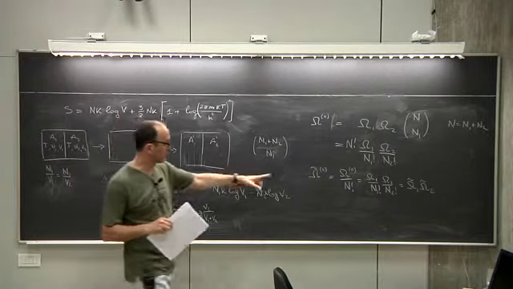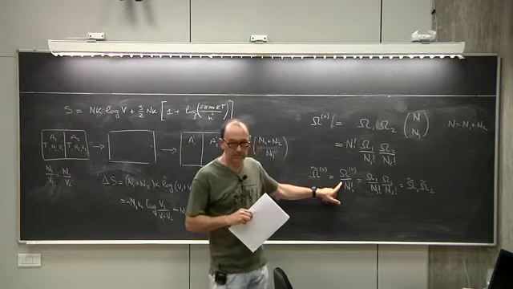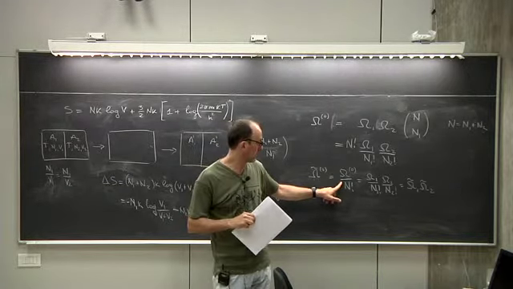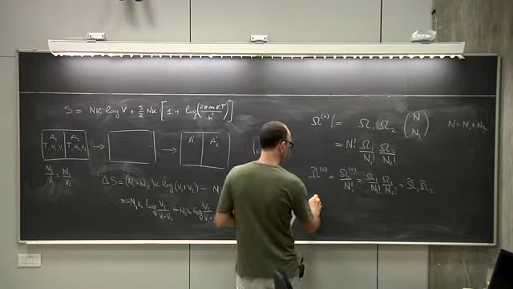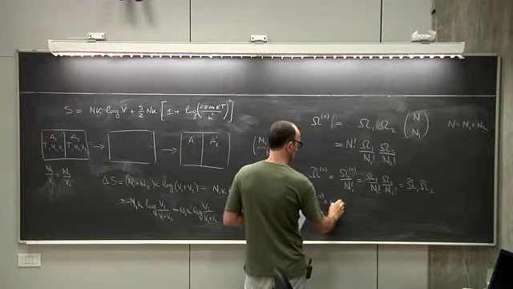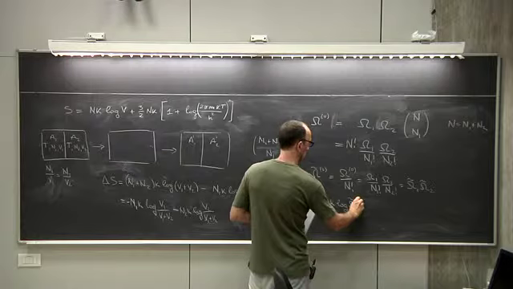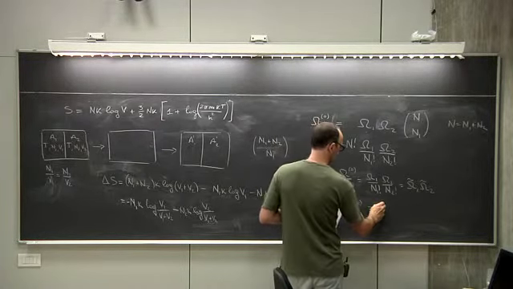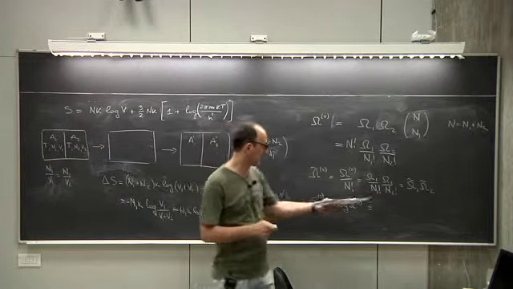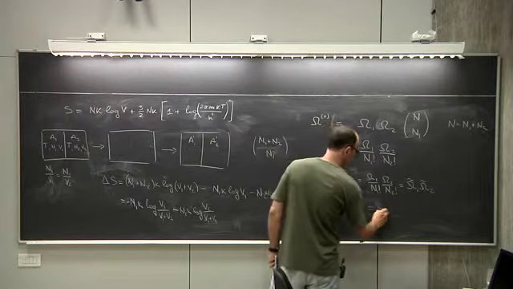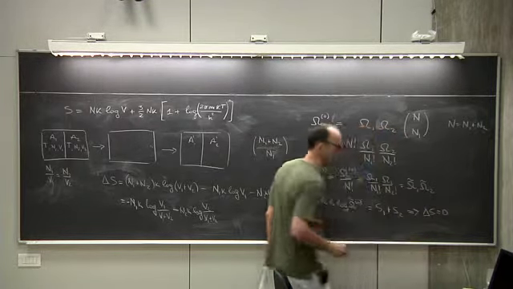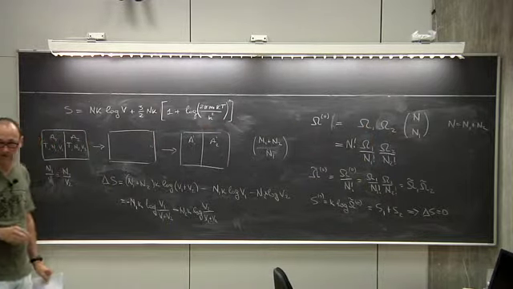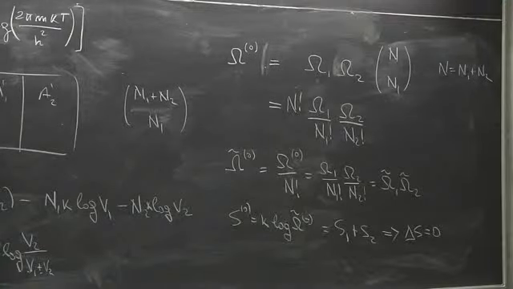Okay? And you see, if you have this property, when you compute the entropy of the total system, it will be just the sum of the entropies of the two systems. Okay? If you compute the entropy of the total system, this is k times the log of this omega 0, and this will be just the sum of the log of omega tilde 1 and omega tilde 2, which is the sum of the two entropies. So the change in the entropy in this case will be exactly equal to 0. Okay?